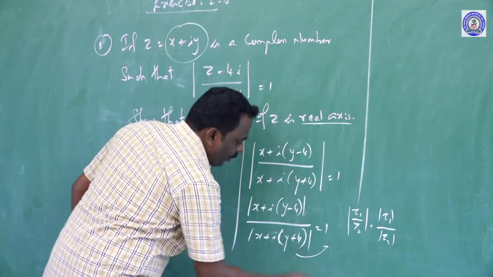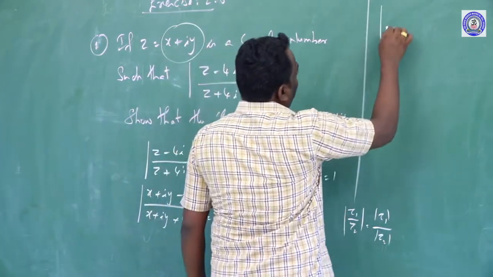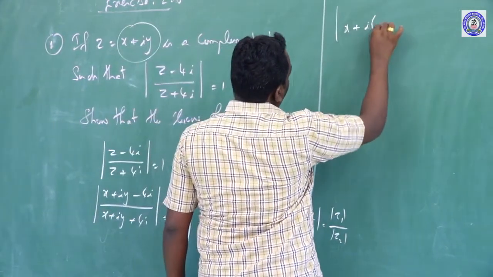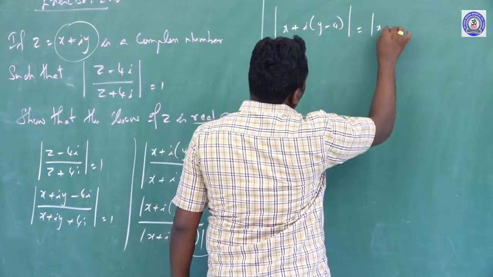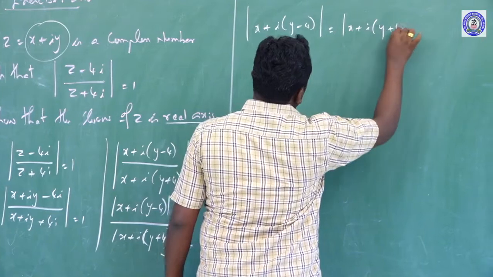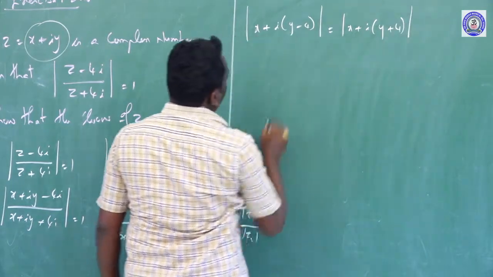Just transfer the term to the right hand side of the equation. Therefore, modulus of x plus i into (y minus 4) is equal to modulus of x plus i into (y plus 4). And now find out the modulus.